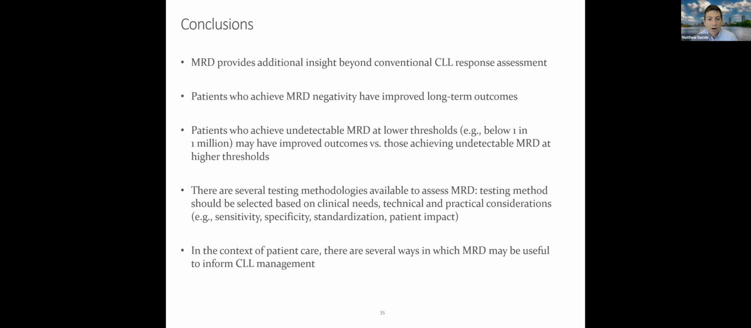We can see really across the different therapies, whether it's chemotherapy or Venetoclax-based treatment, that patients who achieve MRD negativity have improved long-term outcomes in terms of this measure of progression-free survival. And when we can test MRD at even lower thresholds, i.e. 1 in a million, these patients may have even further improvement in their outcomes compared to those patients who achieve undetectable MRD at higher thresholds with some of the older techniques like flow cytometry.